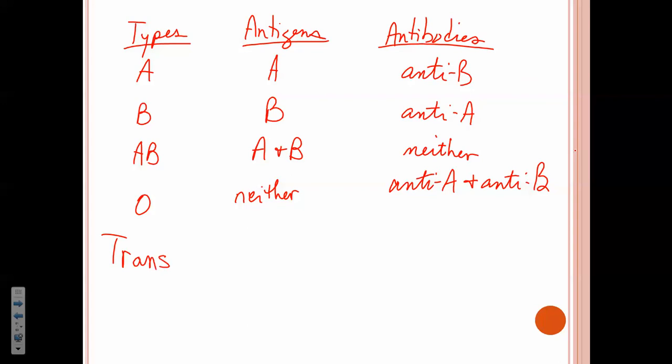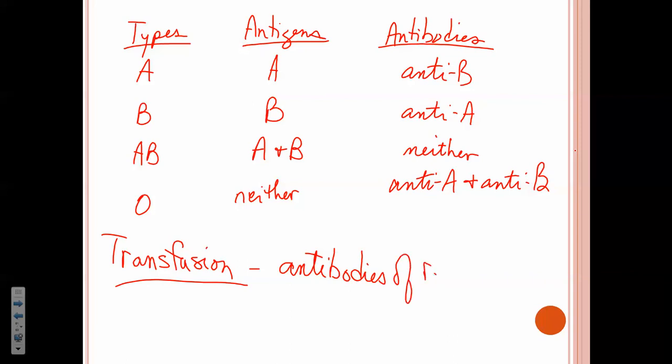In a blood transfusion, memorize this for a test. During a transfusion, what you have to worry the most about, you look at the antibodies of the recipient and you look at the antigens of the donor. Don't look the other way. Don't look at the antigens of the recipient and the antibodies of the donor. Don't do that. You will get the question wrong on the test.